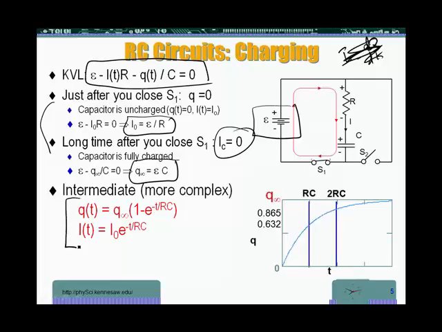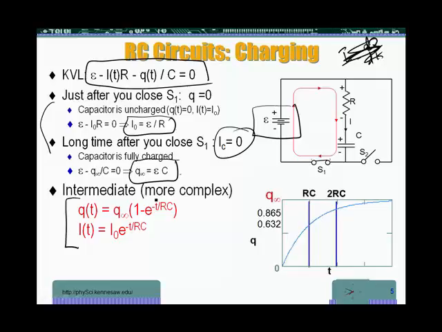For the charge, Q of t is Q infinity times 1 minus exponential minus t over RC. The current is I sub 0 exponential minus t over RC. Remember what I sub 0 is and what Q infinity is. Let's check out this equation to make sure we understand what's going on. E is what we call Euler's number. This is the inverse of natural log.